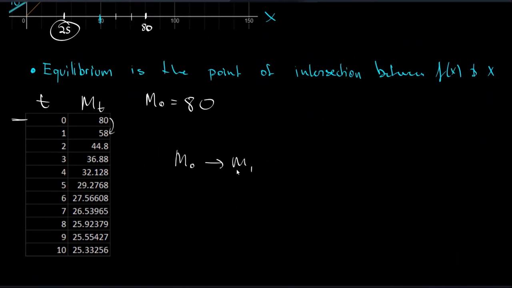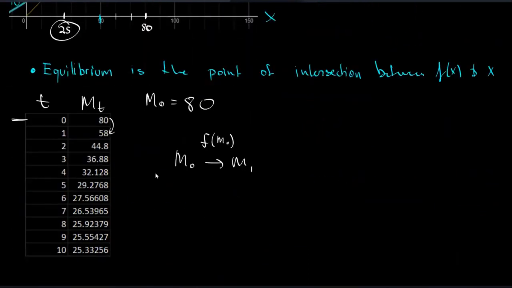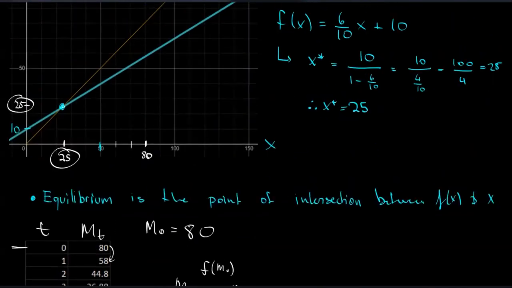So all this to say that if we want to go from m naught to m1, all we do is apply the updating function to m naught. In other words, we take m naught and we put it into the updating function. So what does that look like? We evaluate the updating function at m naught. So let's do that graphically.